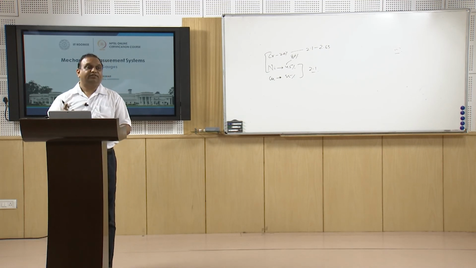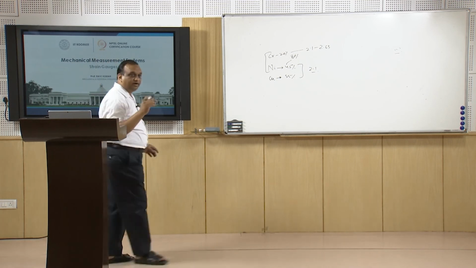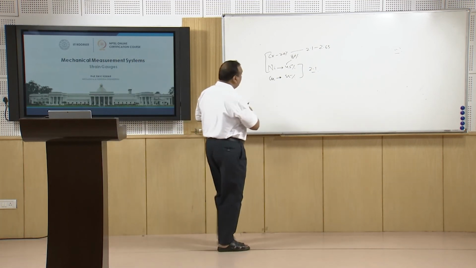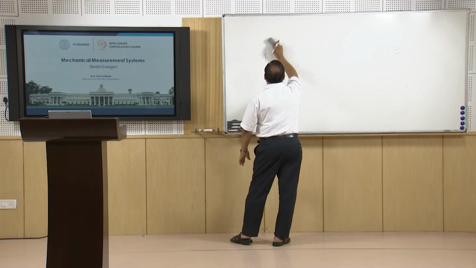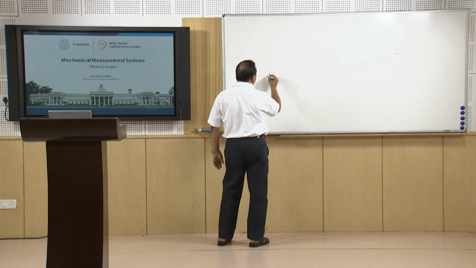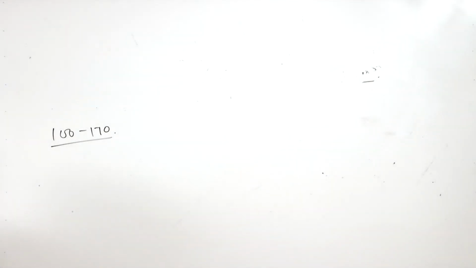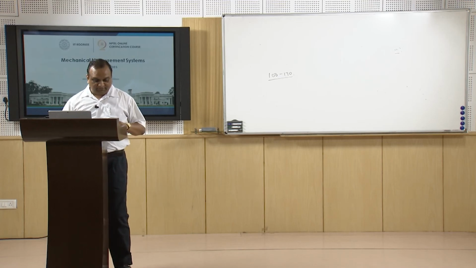If you take a single crystal semiconductor, the gauge factor may lie in a range of 100 to 170. So you can compare. In the metallic type, it is not exceeding even 3. But here the gauge factor for semiconductor is lying between 100 and 170.